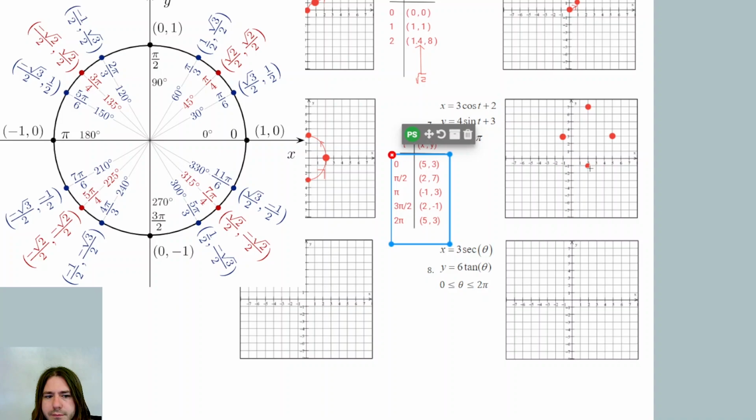All right, so we'll go ahead and connect the dots here, and then we'll put our direction arrows on there as well. Oh, I lost a point. Was that 2, negative 1? Yeah. So let's try to hit that. 2, negative 1 will be about there. I'll put that point back on there. Okay, there we go. And now time for our direction arrows.